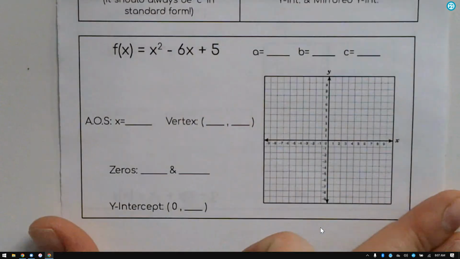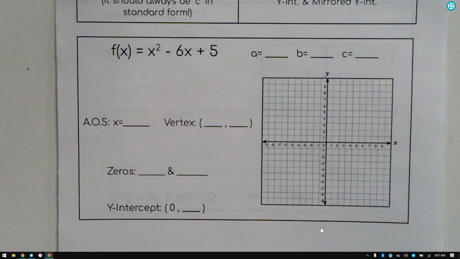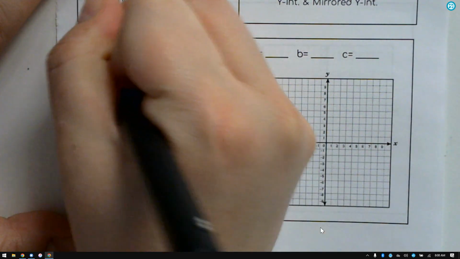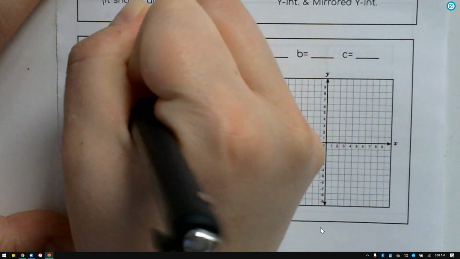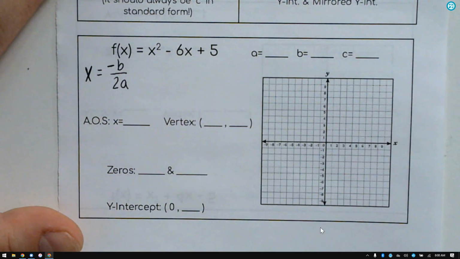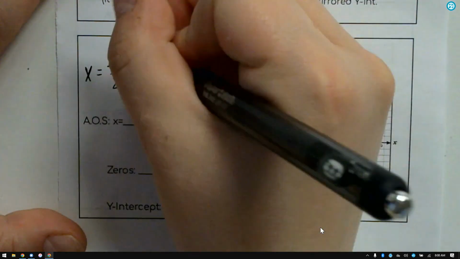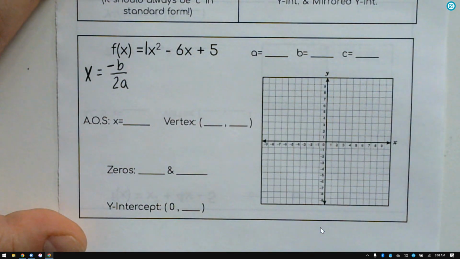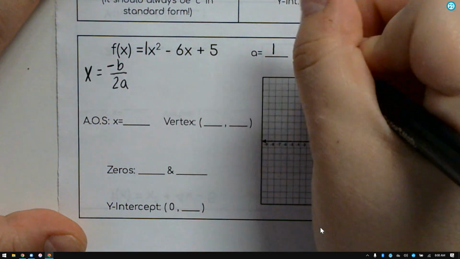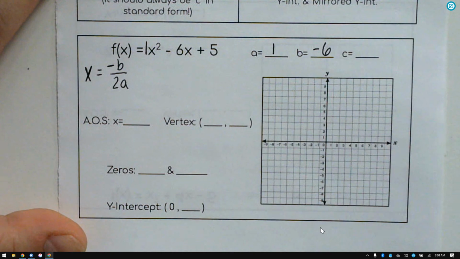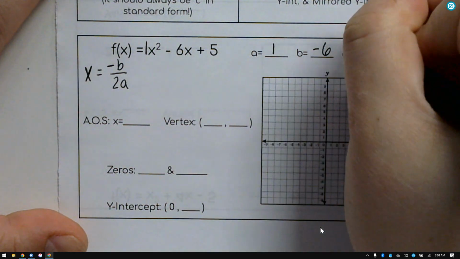So first example we've got down here is x squared minus 6x plus 5. We're going to do negative b over 2a to find my axis of symmetry. So x equals negative b over 2a. I've got lines over here to write down my a, b, and c. My a value is in front of x squared. It is a 1. My b value is negative 6. And my c value is 5.